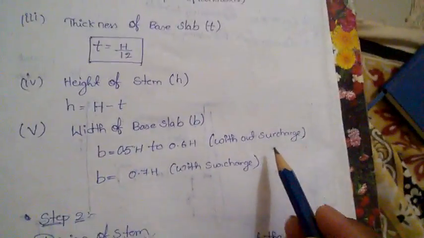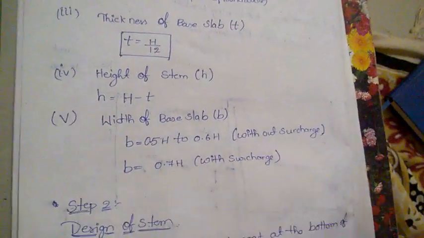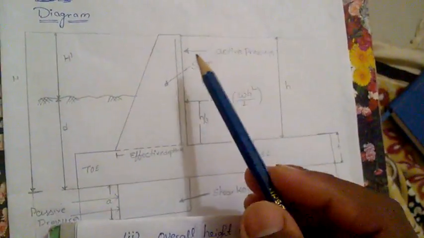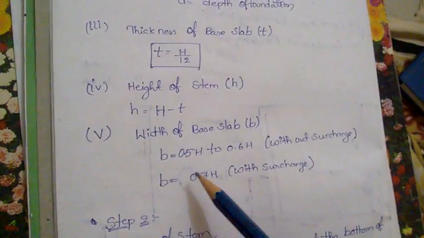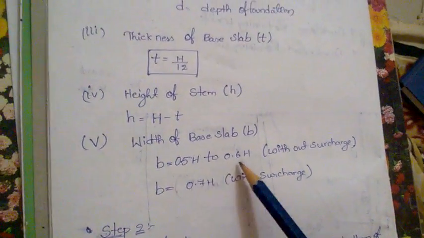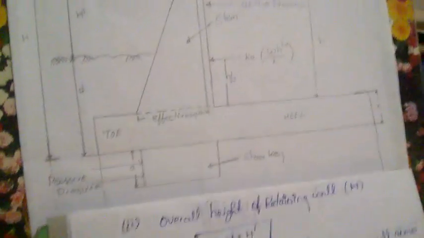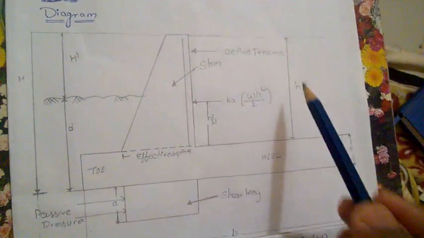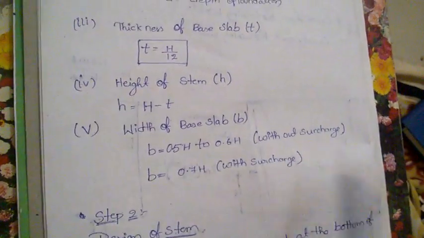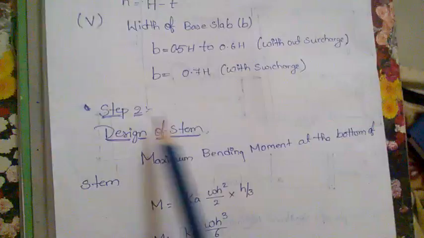If you are designing without surcharge, while designing you are not considering any soil particles, all these things, then we can use this formula: B is equal to 0.5 h to 0.6 h. If while designing you are considering a surcharge, where some amount of surcharge is there, then you can take B is equal to 0.7 h with surcharge. Okay, now the first step has been completed.